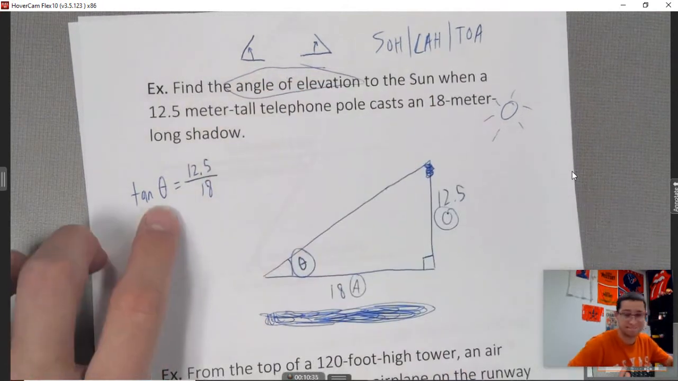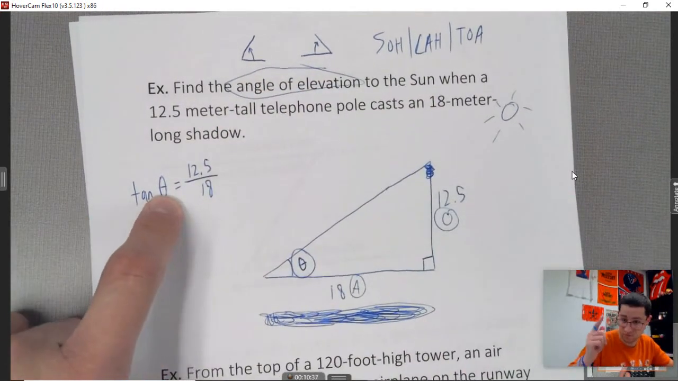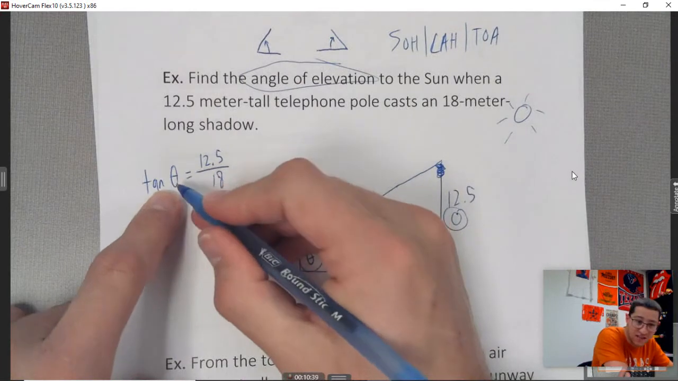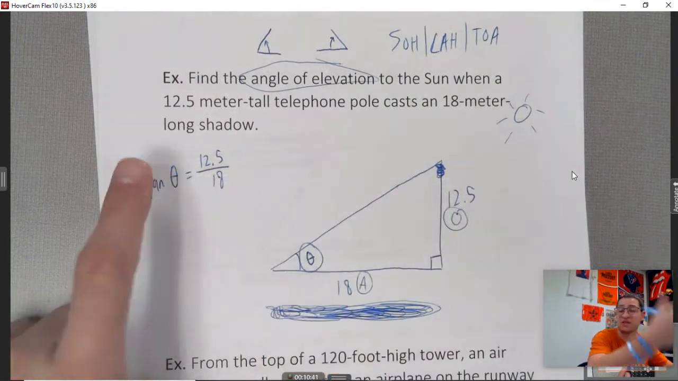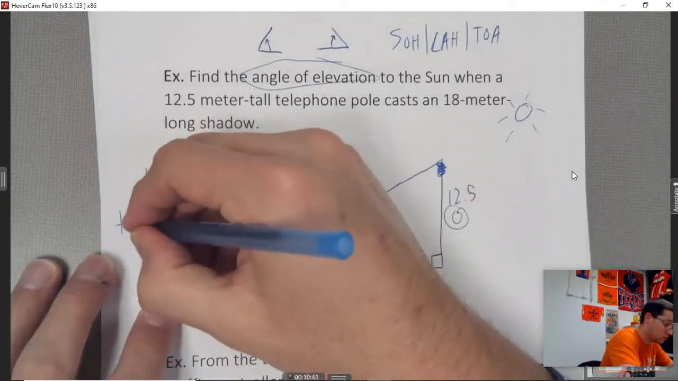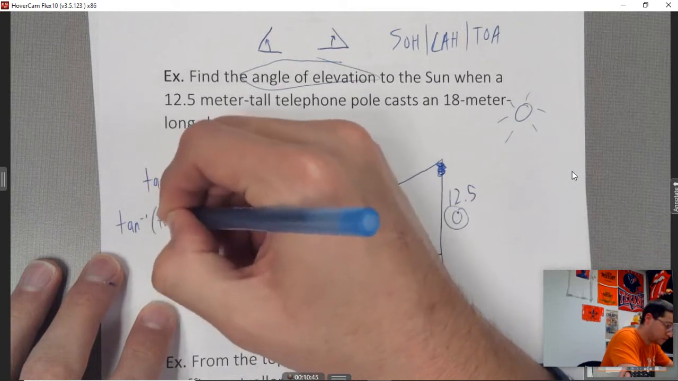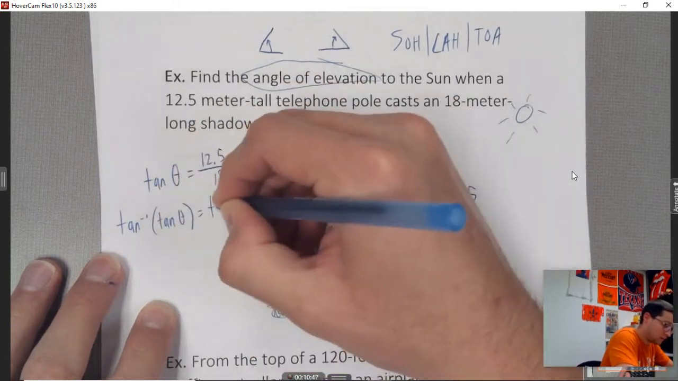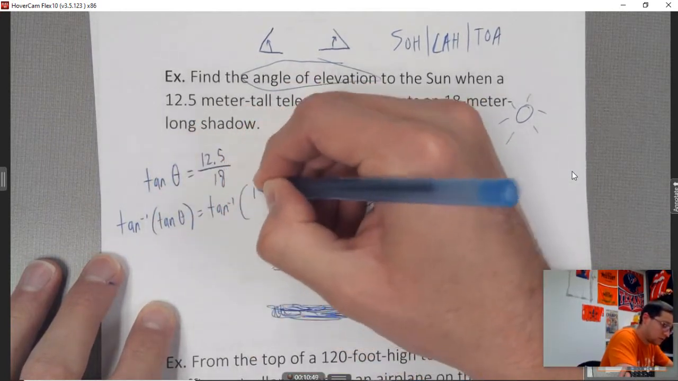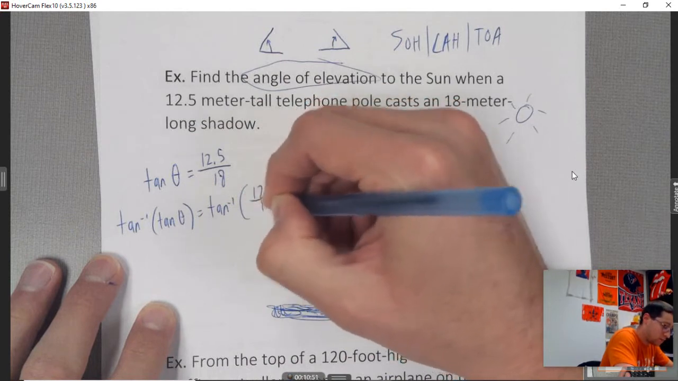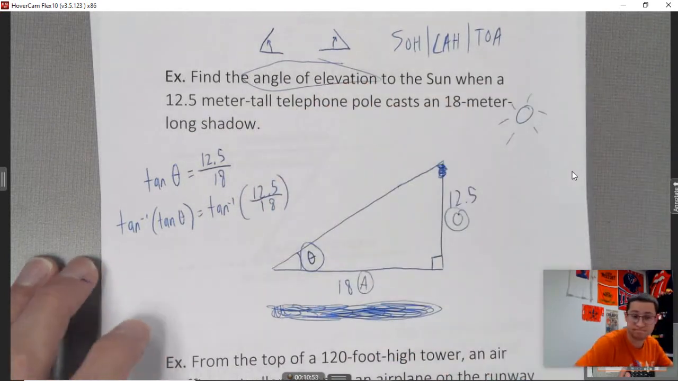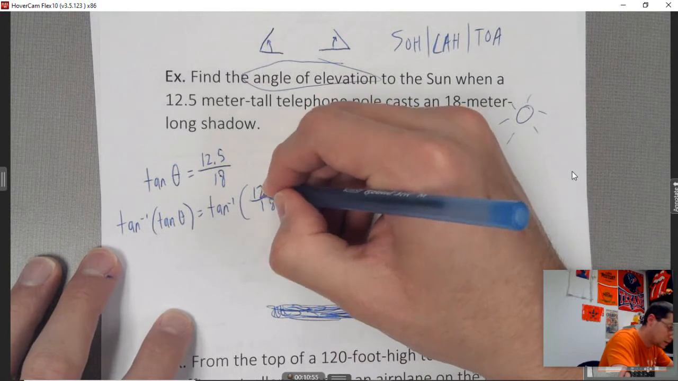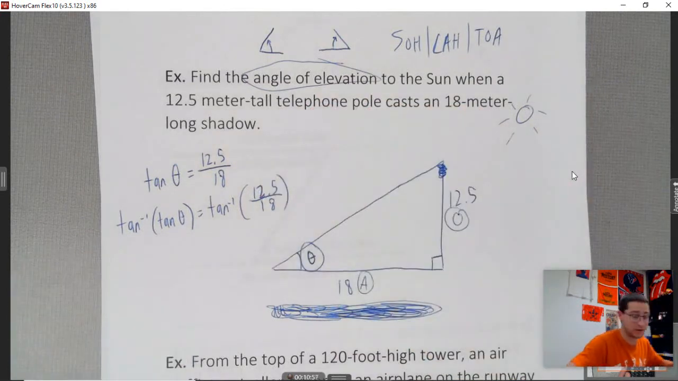18. That should ring a bell, right? I'm trying to find the angle. If I'm trying to find the angle, that's when I'm going to use my inverse. So tan inverse of tangent of theta, and then tan inverse of 12.5 over 18. Okay? That's what I'm going to put into the calculator.